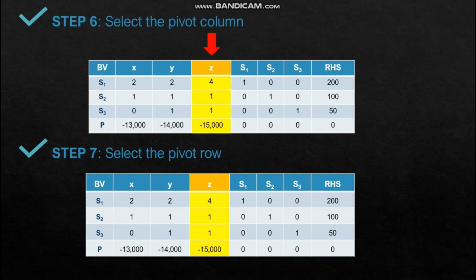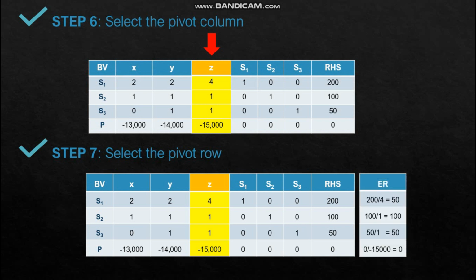So we need to have an exchange ratio. The exchange ratio is equivalent to the RHS, or right-hand side, divided by the z, which is our pivot column. So we have 200 divided by 4 equals 50, 100 divided by 1 equals 100, 50 divided by 1 equals 50, and 0 divided by negative 15,000 is equal to 0.